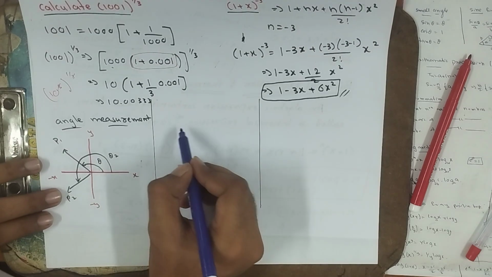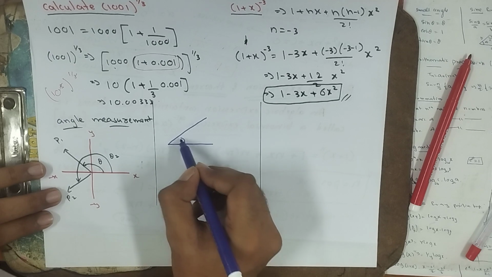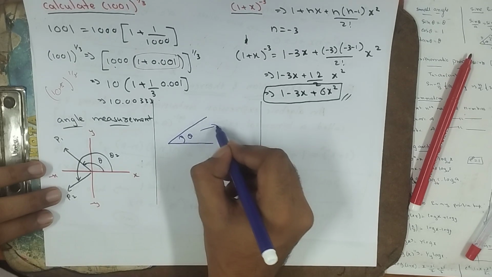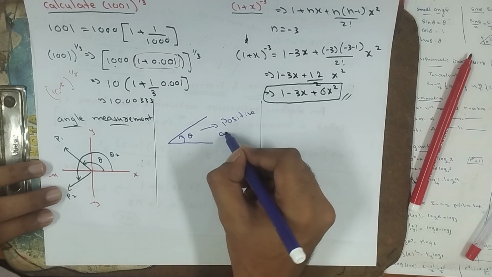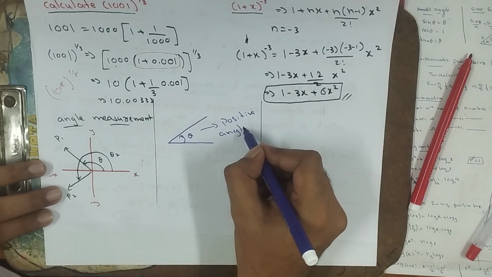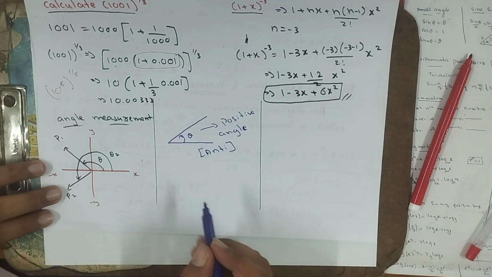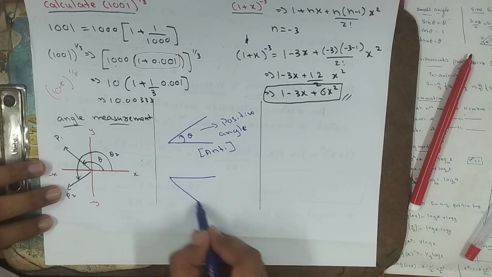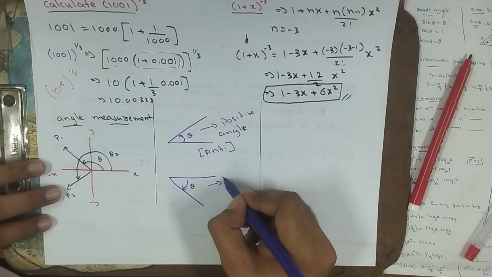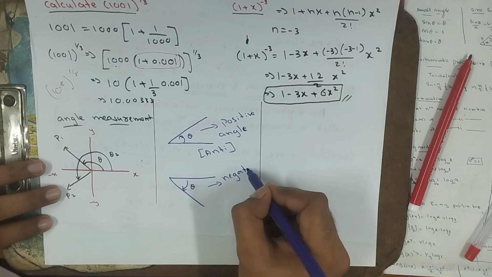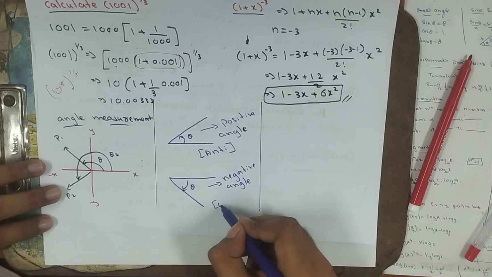Very simple. See, if you measure positive like this, it becomes your positive angle, and it is your anti-clockwise direction. Now when you measure angle in the negative direction, this becomes your negative angle, and this is your clockwise direction.